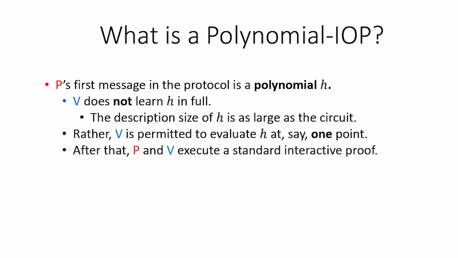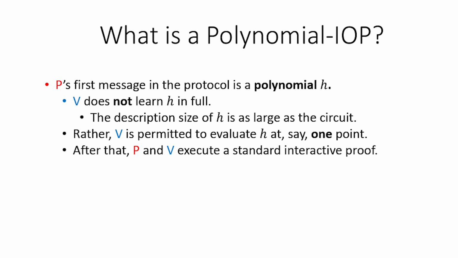But then the rest of the protocol is like the interactive proof I just described, where whatever message the prover sends, the verifier is going to read the whole thing and respond, the prover is going to send the next message, and the verifier reads the whole thing. So it's an interactive proof, but where the first message is this weird giant polynomial that the verifier only gets to evaluate at one point. Does that make sense? Any questions about it?